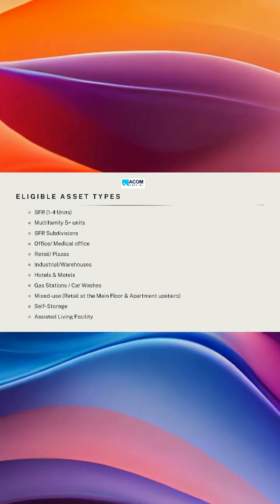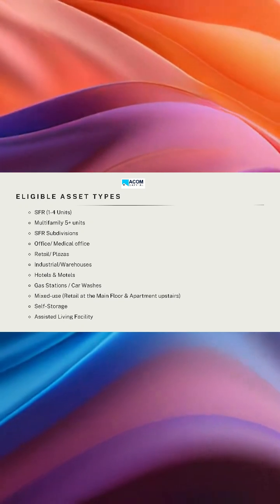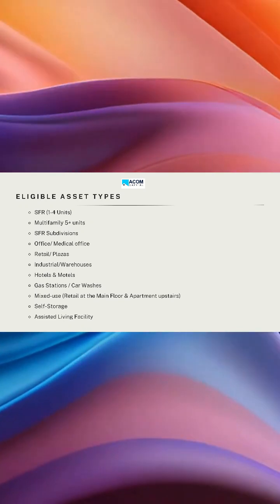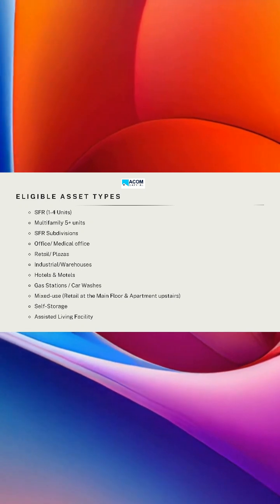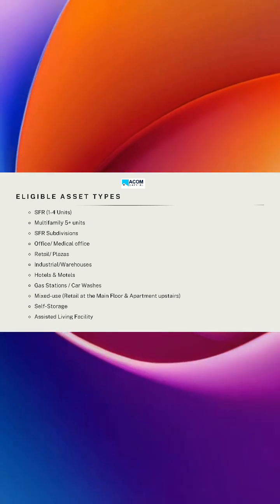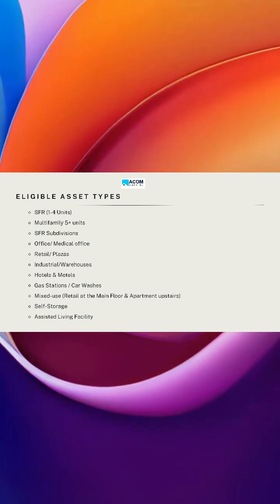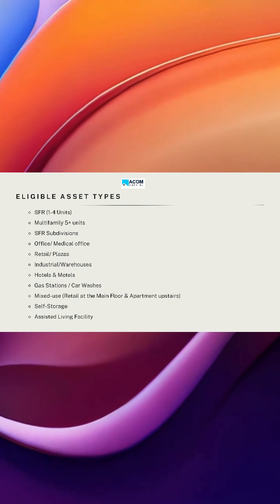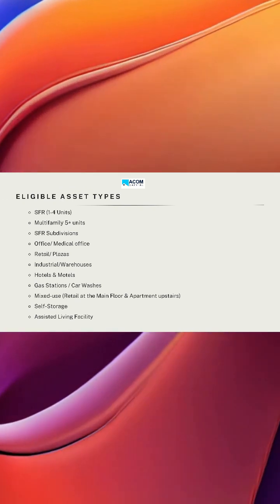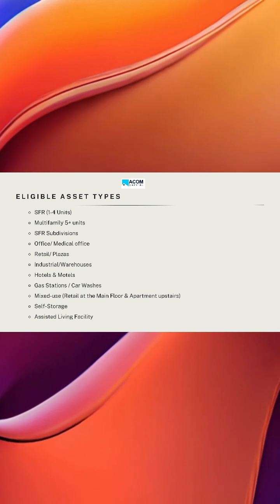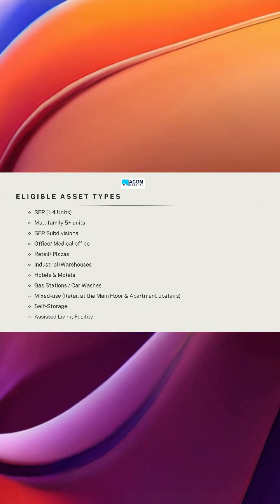Eligible asset types: single family units, 1 to 4 units, multifamily, 5+ units, single family residential subdivisions. That's what we do a lot. Again, residential is only under private money. It's nothing under SBA or USDA. It's mostly private.